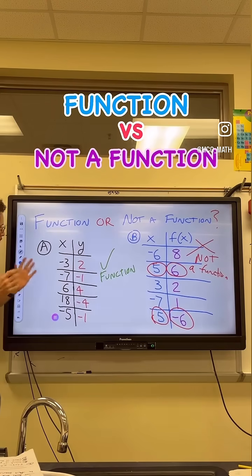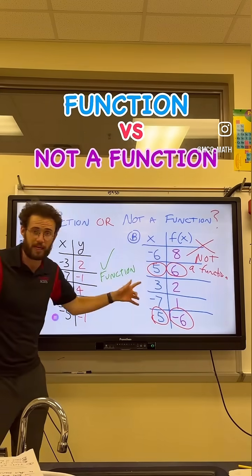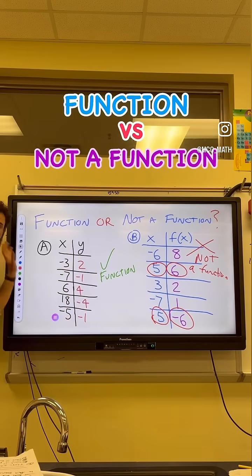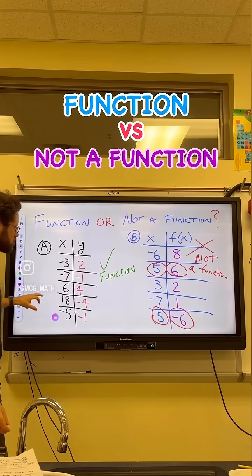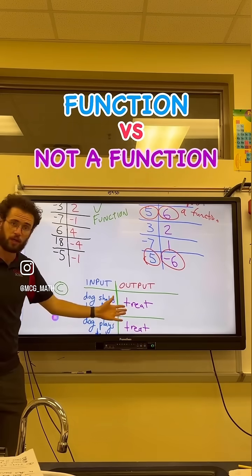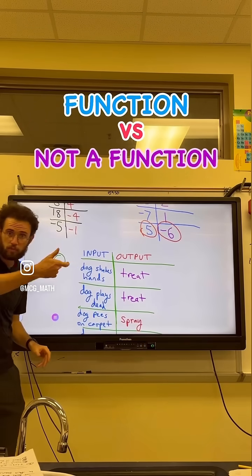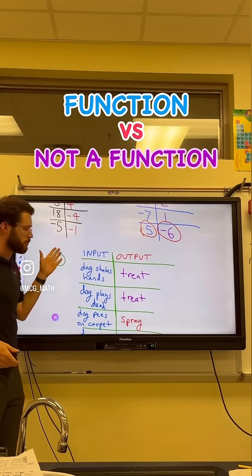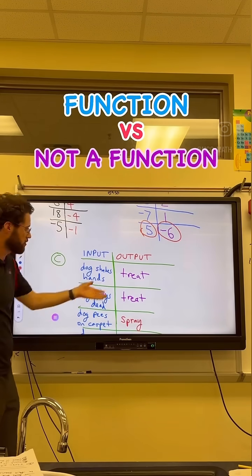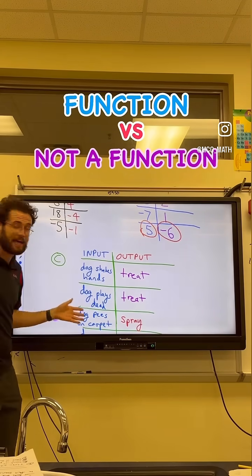Now, if you need to remember why you can repeat outputs but not repeat inputs with different outputs, I like to give the example of training a dog. When you're training a dog, you might give them treats if they do something good, or if they do something bad, you might give them a spray with a little spray bottle. So for example, if a dog did shake hands, that's a trick dogs can do, they'd get a treat, so they know it's good. If they play dead, they'd also get a treat.